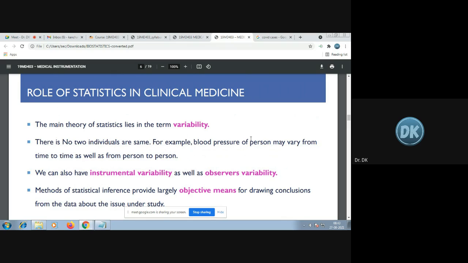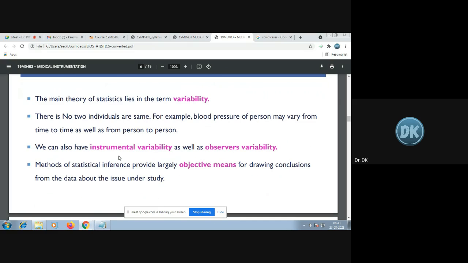All these things cause your signal deviation. When you are studying your biosignal processing course, you will understand this in a better way. And also in medical image processing this is important. And the last one is statistical inference, which will provide largely objective means for drawing conclusions from the data about the issue under study.